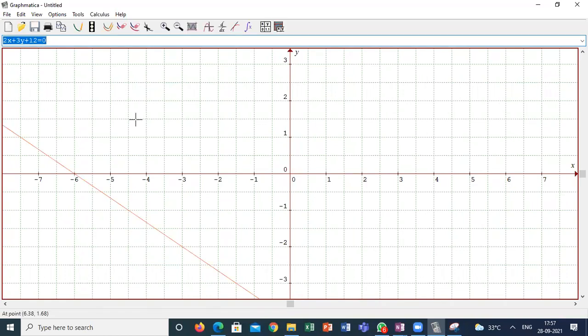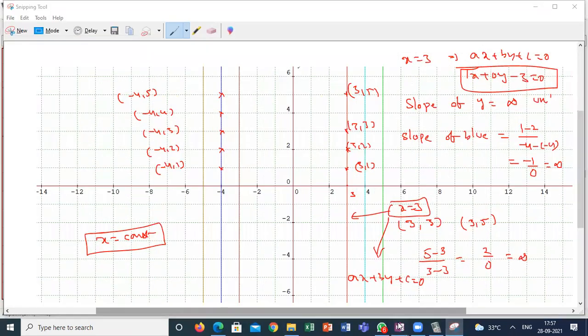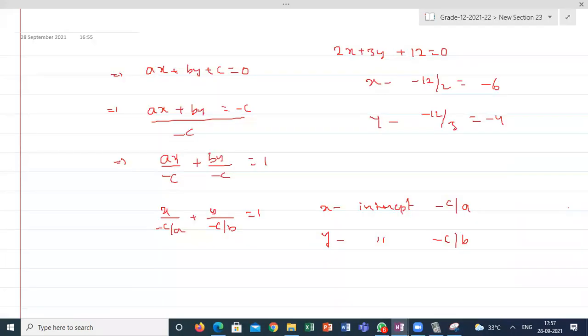See here, this is a point. Your x-intercept is minus 6 and your y-intercept is minus 4. So without tracing the graph, we can calculate what its x-intercept and y-intercept are. These are the uses of the different forms of the line.